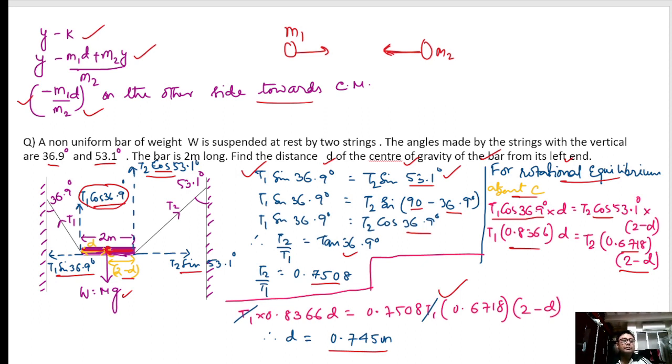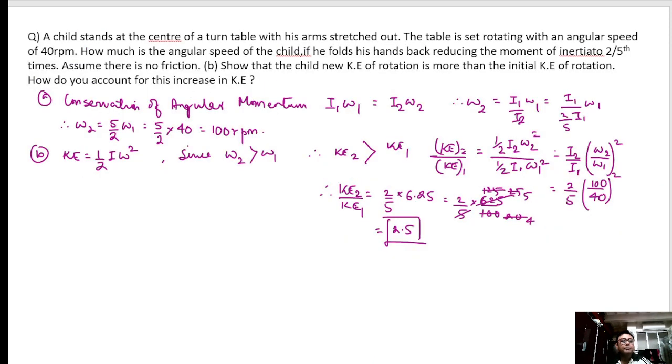Next, let us see this sum. A child stands at the center of a turntable, with his arms stretched out. The table is set rotating with angular speed 40 rpm. That means the table is rotating at this speed.